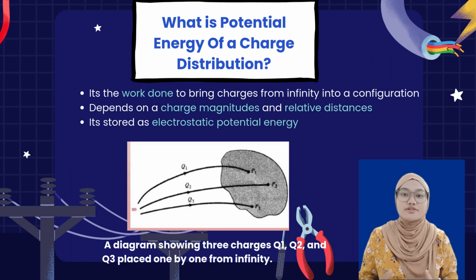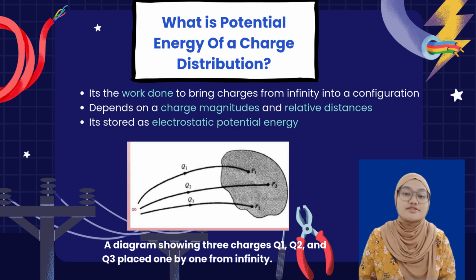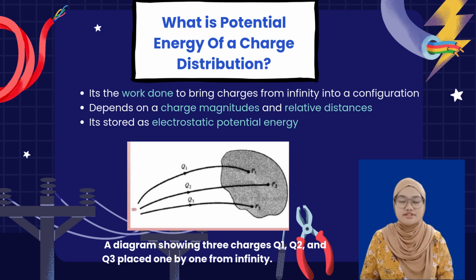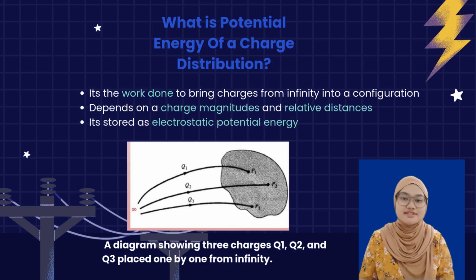What is potential energy of a charge distribution? Electrostatic potential energy is the work done to assemble a group of charges from infinity into their position. It depends on the amount of charge and how far apart the charges are. The more closely packed and stronger the charges, the more energy is stored in the system.